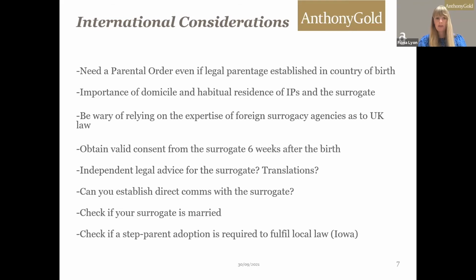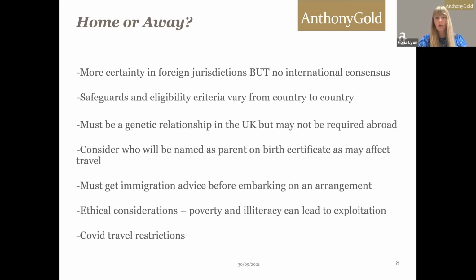Next slide, please. So home or away, what are you going to do? I think most of the reason why people travel abroad is because there is more certainty abroad than there is in the UK at the moment, but you must bear in mind that there is no international consensus, there are no treaties that we can follow. So this can lead to conflicts of law, and that needs to be considered.